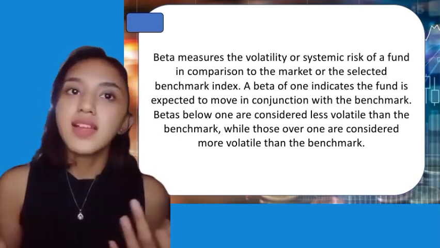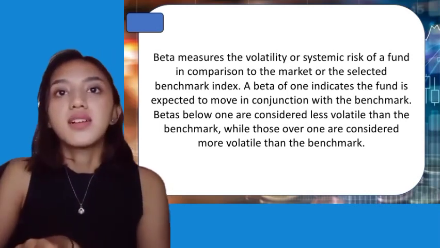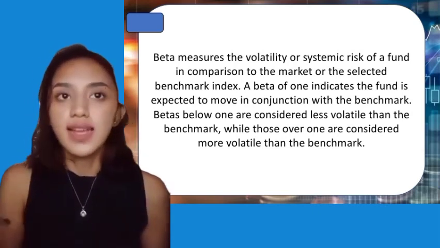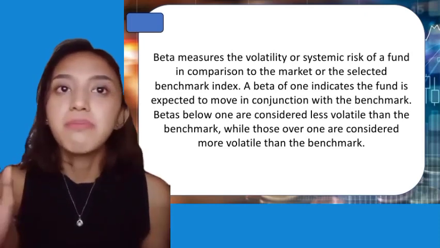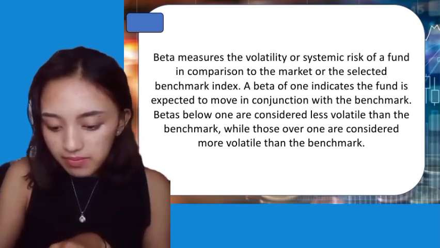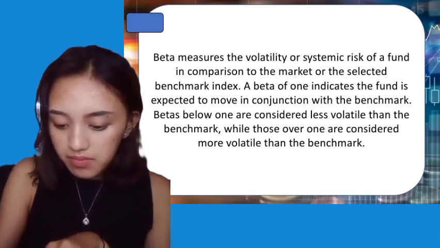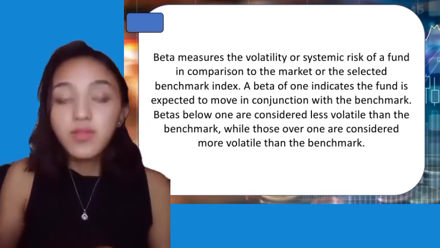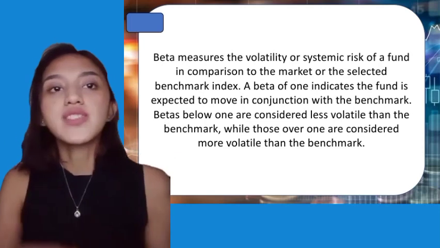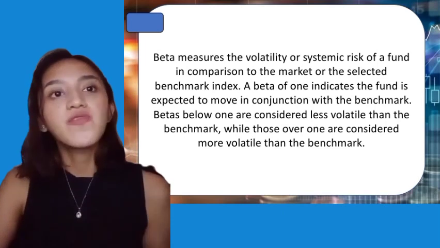Now, when you have a beta greater than 1, that means the stock is more sensitive than the index. So if a stock has a beta of 1.5, for example, that means for every 1% change in the market, the stock itself will move 1.5%.